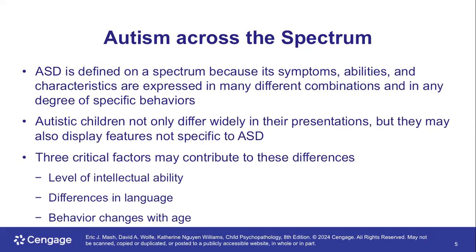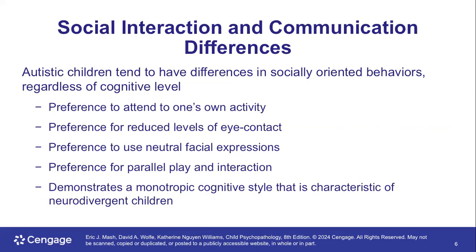So when you develop an individualized treatment plan, you have to be mindful that the symptomology can shift with age. So let's talk about some of the social interaction and communication differences. We said earlier that one of the features of autism is that autistic children have differences in socially oriented behavior, regardless of cognitive ability. So, examples of social interaction communication differences include a preference to focus on one's own activity.